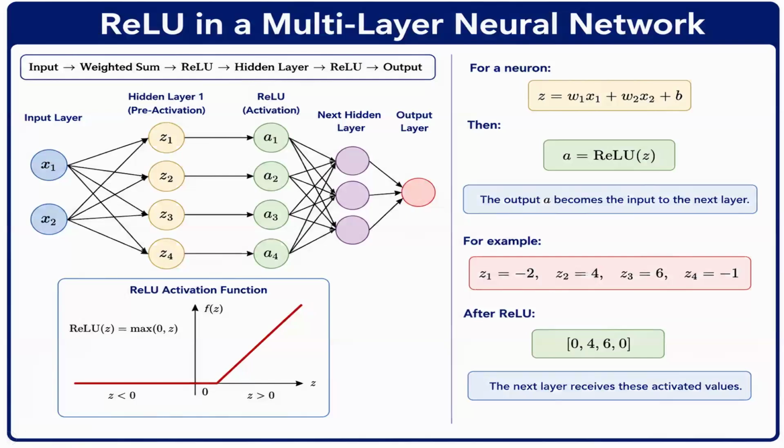So let us see one example, ReLU in a multi-layer neural network. Suppose here there are Z1, Z2, Z3, Z4, with outputs Z1 is minus 2, Z2 is 4, Z3 is 6, Z4 is minus 1. If it is passed to ReLU, for minus 2 the output will be 0. For 4 it will be 4, for 6 it will be 6, and for minus 1 it will be 0. This is how the values will be passed to the next layer, and this is how ReLU can be used in a multi-layer neural network.